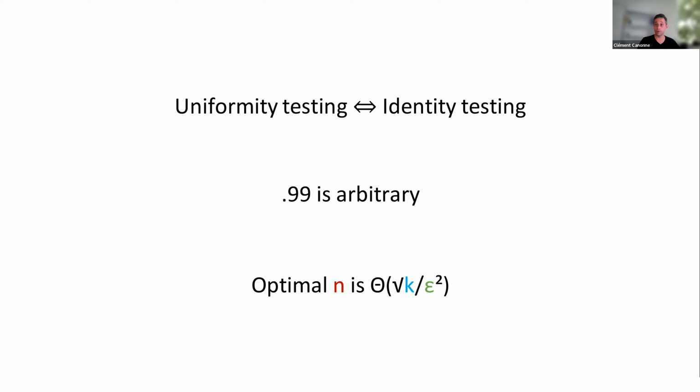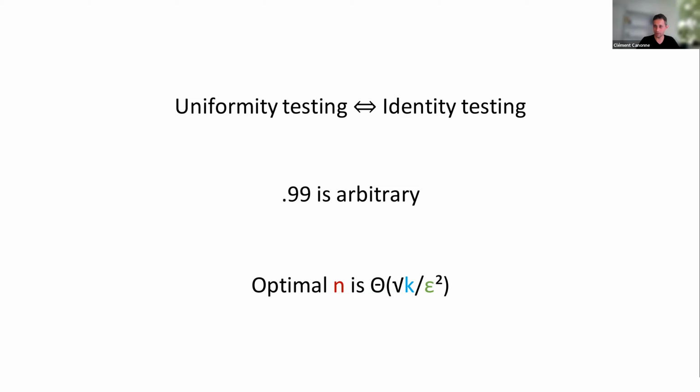Now, I also said we want to do something better than just learning the distribution and seeing what happens. Learning the distribution entirely up to total variation distance epsilon would have a dependence on k which is linear, k over epsilon squared. It turns out that for the testing version, which is just tell me if it's uniform or far from it, we can do much better. It grows as square root k over epsilon squared, and that's optimal.